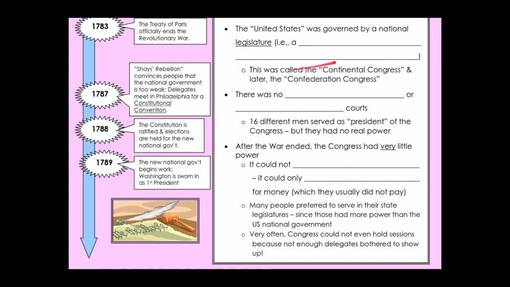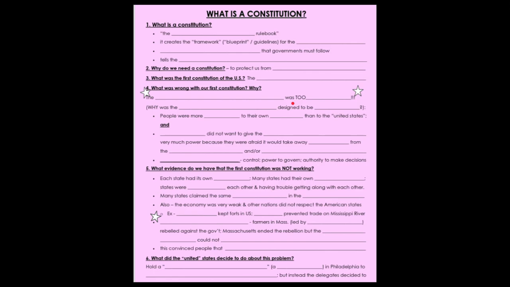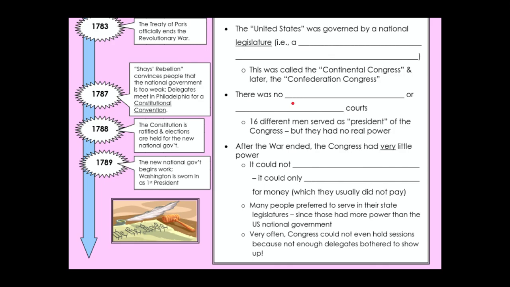The group that makes laws was called the Continental Congress. Officially, it later became the Confederation Congress. We're not going to worry about it. We'll call it the Continental Congress or just the Congress. That's what we're talking about, the national legislature. There was no president or executive branch, if you want to put that, or national courts. No national courts, no president. We'll come back to that in 1 second.